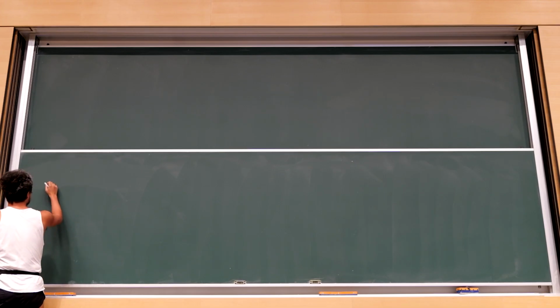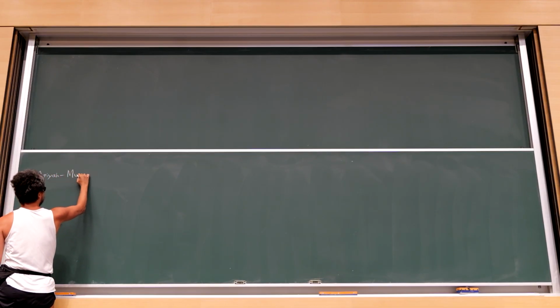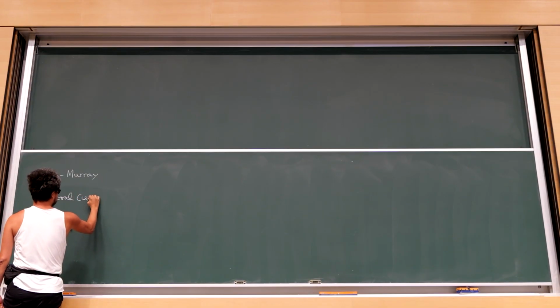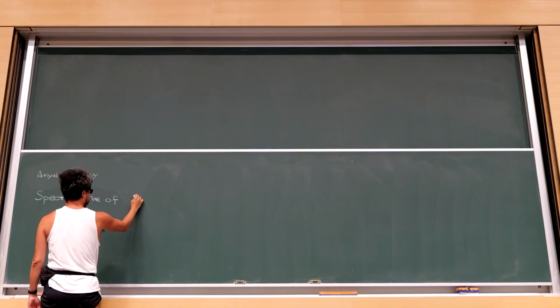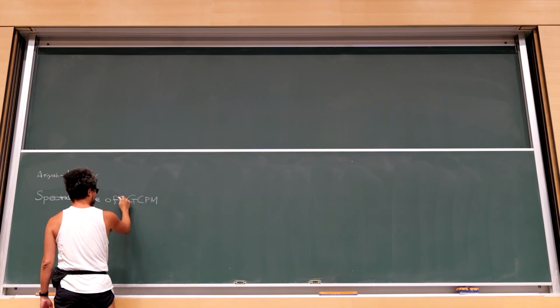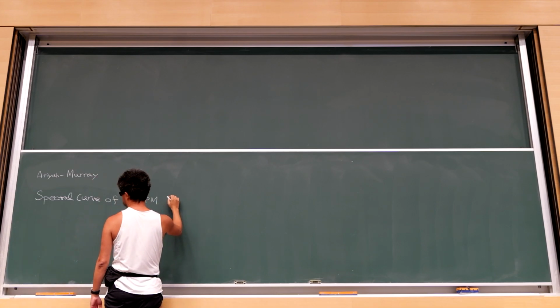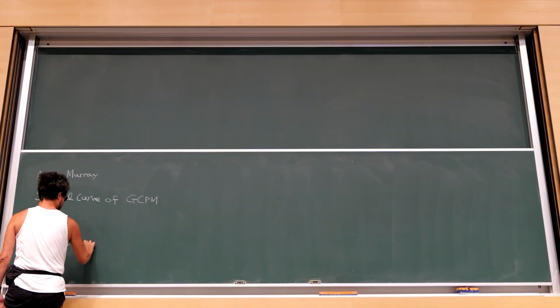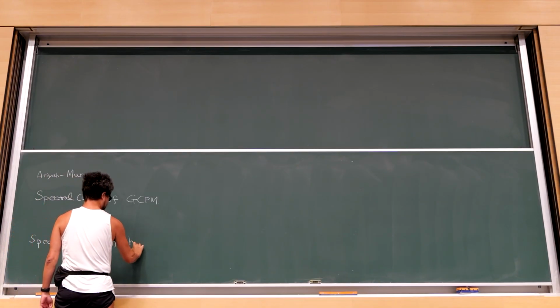Let me start the second lecture. First, let me remind you what I wanted to do. There was a conjecture by Atiyah and Murray about the spectral curve of the generalized chiral Potts model. This is the SU(N) version: the general chiral Potts model and the relation between its spectral curve and that of the hyperbolic monopole.